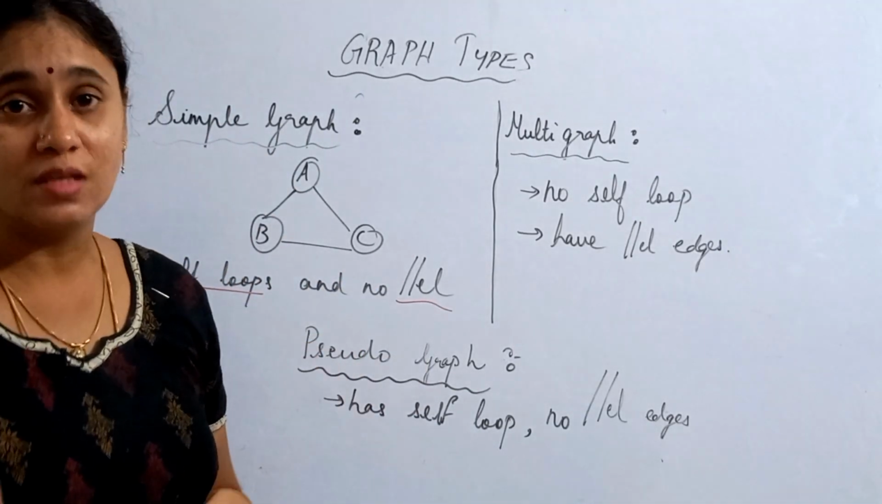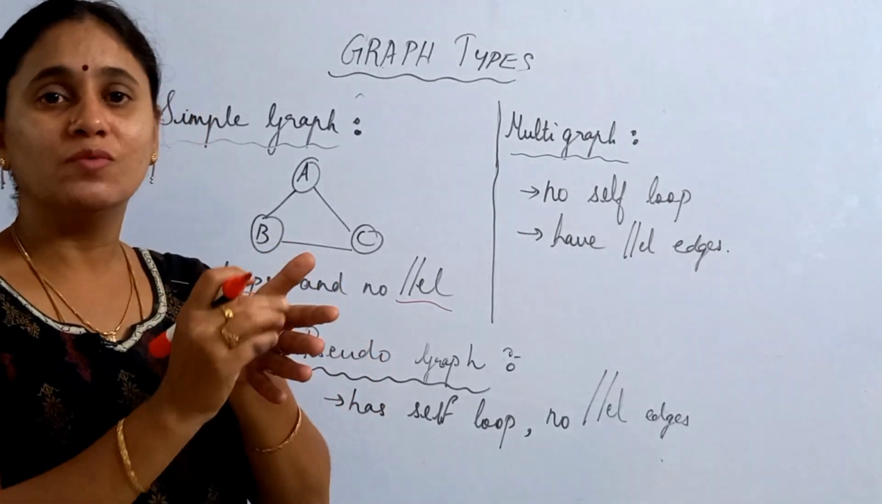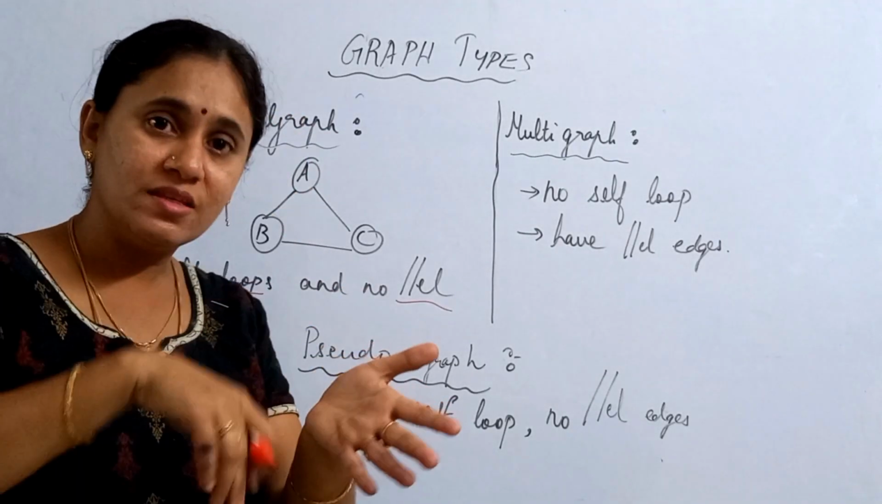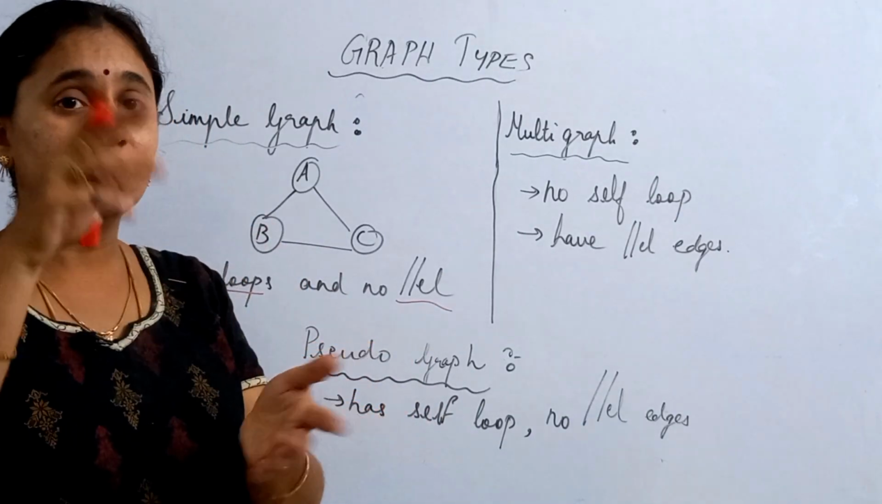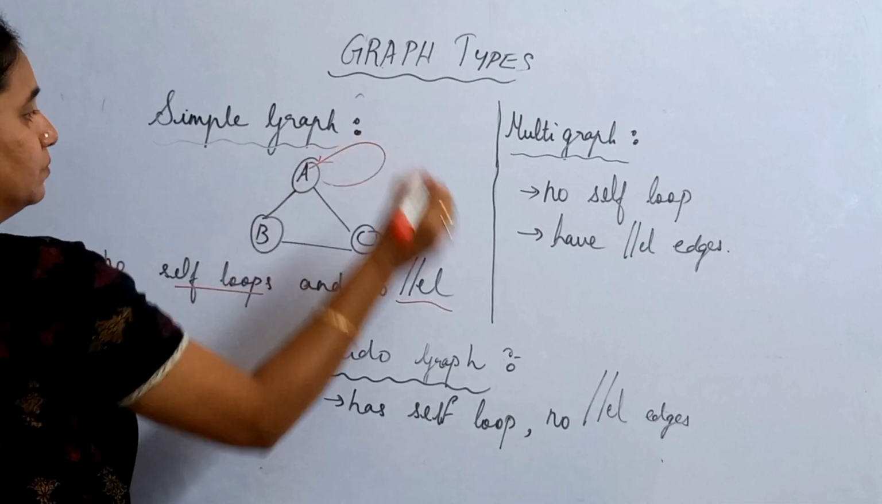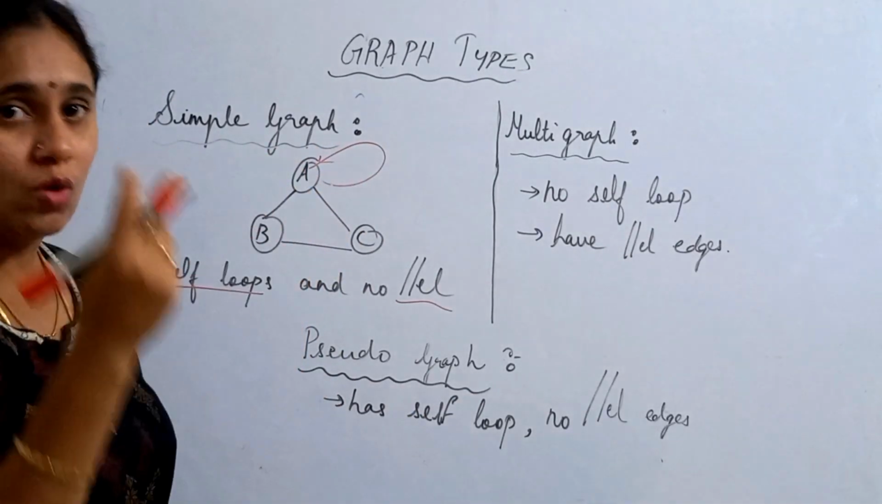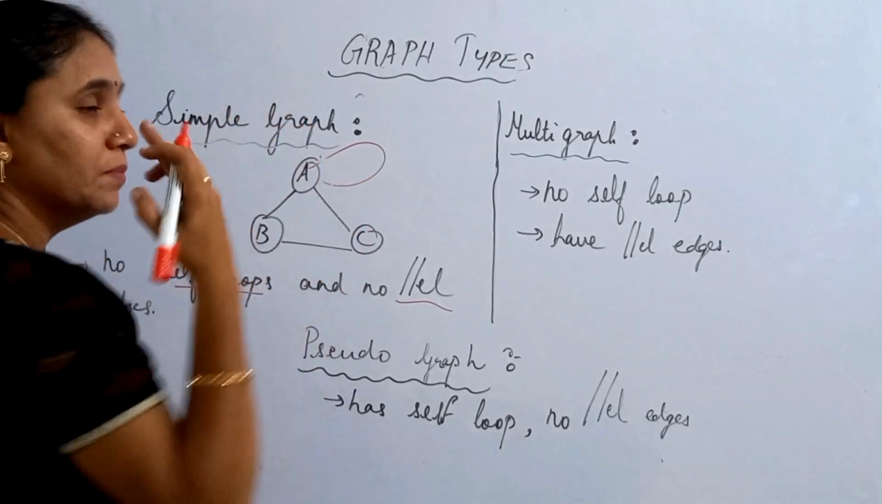So what is called a self loop? A vertex which starts from that vertex and again ends in the same vertex. That is called a self loop. So like this, it will not be having. So if this type is not present, then it is called a simple graph.